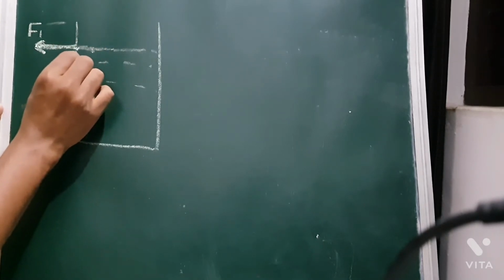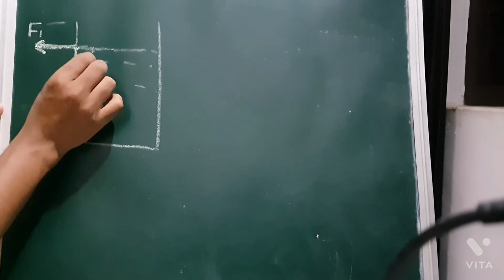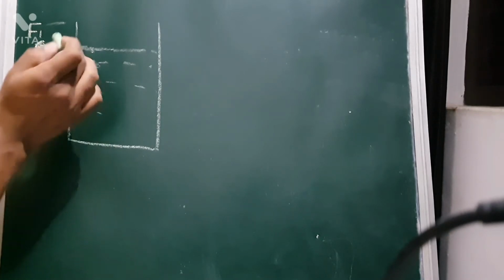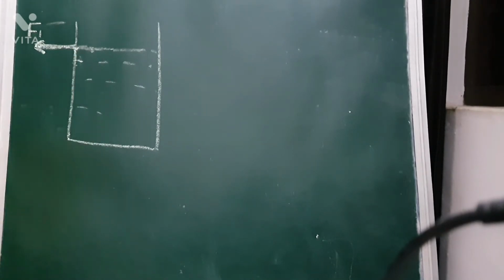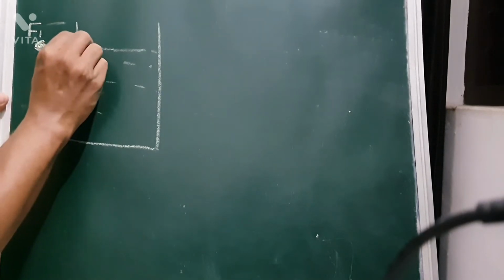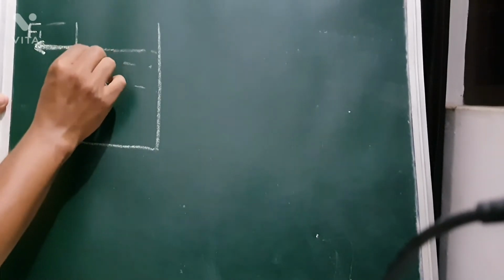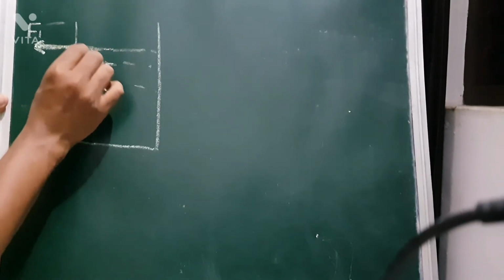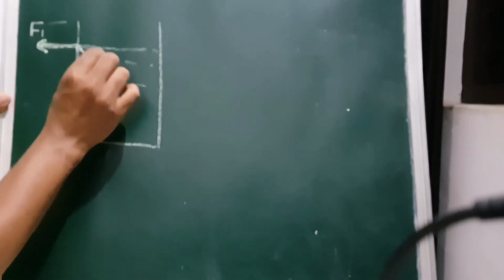Similarly, if you take a molecule here, it will be attracted downwards. If you take a molecule here, it will be attracted here. Suppose you take a molecule here, it will be attracted here. So the resultant force due to this cohesive force will be at 45 degrees. A force comes from here and another from here, and their resultant will be in this direction. So the maximum resultant force will be at 45 degrees.